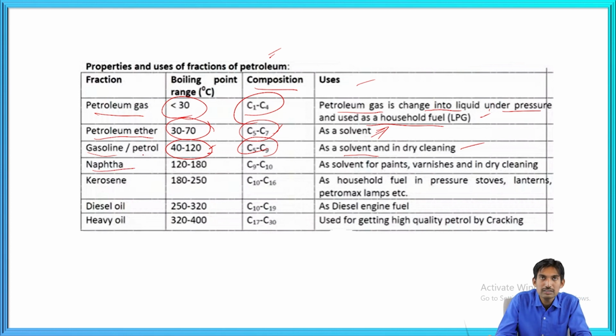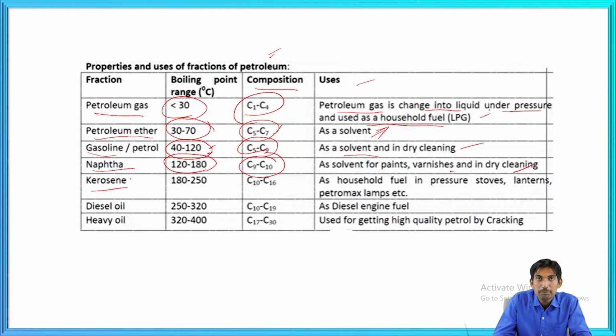The next fraction is naphtha. It has a boiling point range of 120 to 180 degrees centigrade. It contains the composition C9 to C10. It can be used as a solvent in paints, as varnishes, and in dry cleaning.